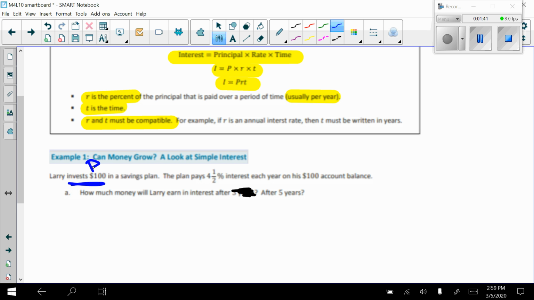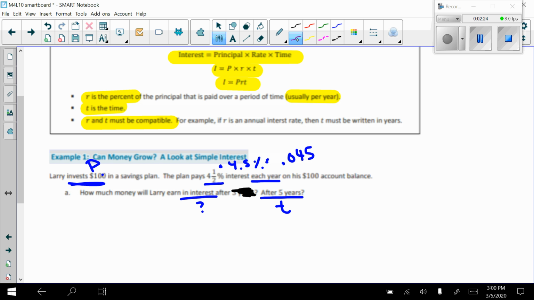The plan pays 4.5% interest. Okay, so 4.5% becomes 0.045, each year, on his $100 account balance. How much money, and we're already talking about the 100 that's right here, how much money will Larry earn in interest? In interest is our question after 5 years. T. Mark up the text, annotate.